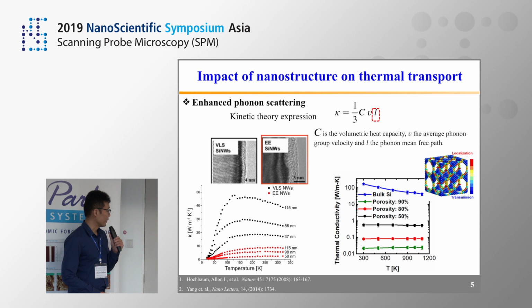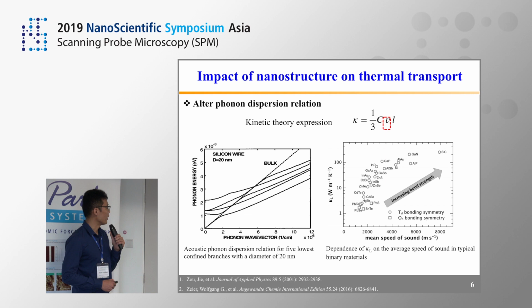Also, simulation shows that by introducing a porous structure, because of phonon localization, the thermal conductivity can go down to below the amorphous limit. Another effect coming from nanostructuring is on the group velocity. I show you this formula, where V is the average group velocity. By simulation for the nanostructure in the silicon nanowire, you can see the group velocity becomes altered. That's why it can change the thermal conductivity.